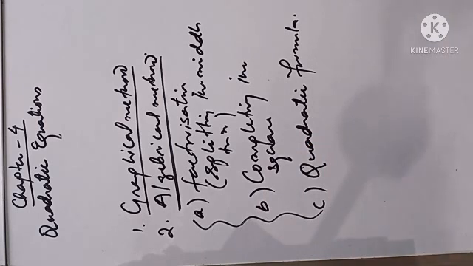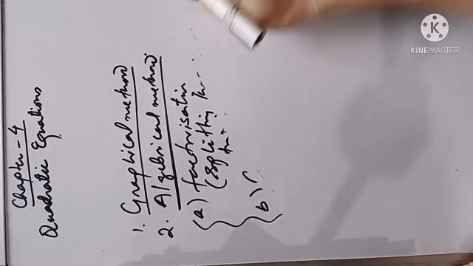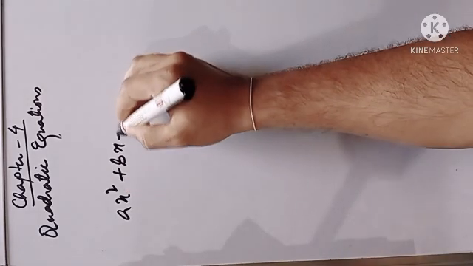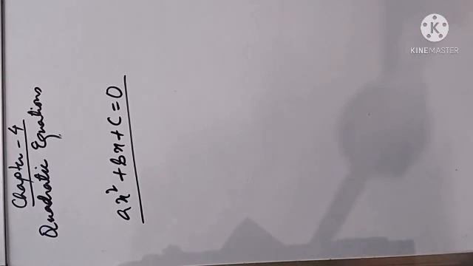So after this, let me introduce one new thing. Let me write here ax square plus bx plus c equal to 0. This is the general form of quadratic equation. Fine. So there is something called discriminant.